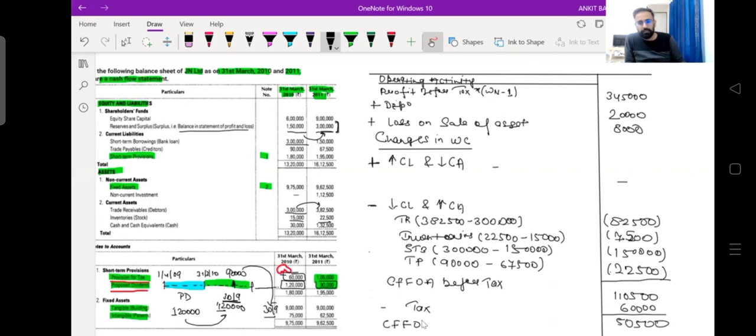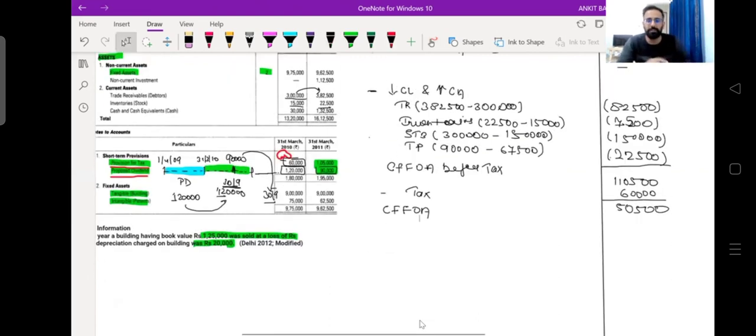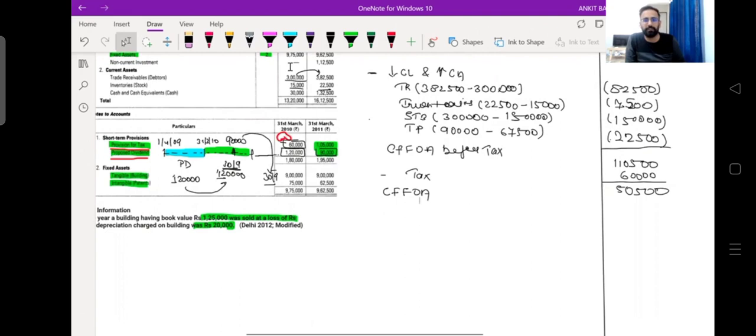So cash flow from operating activity is how much? It is 50,500. Now, we have to discuss investing activity. Right? We have to discuss investing activity. We have calculated this balance. Now, cash flow from investing activity.